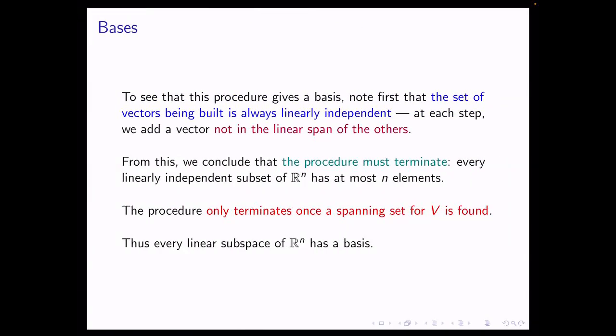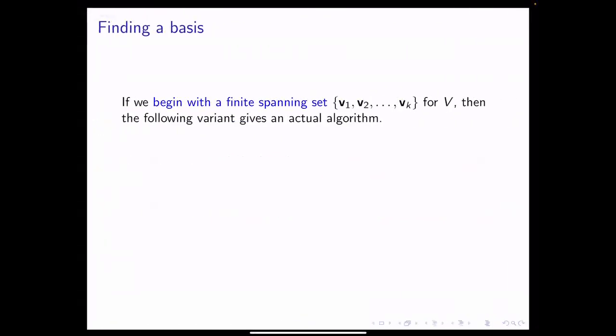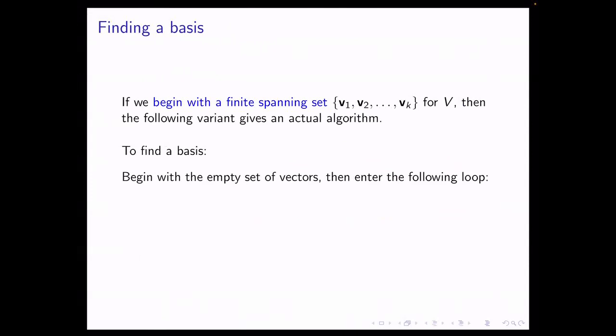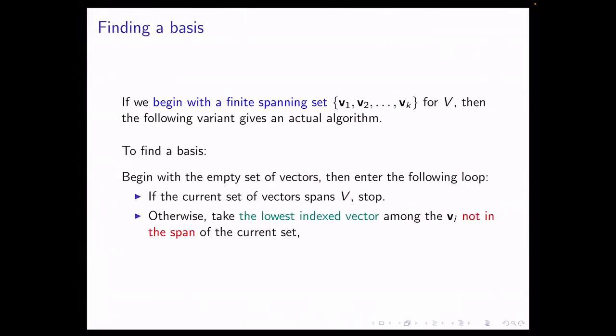Thus, every linear subspace of Rn has a basis. If we begin with a finite spanning set v1 through vk for V, then the following variant gives an actual algorithm to find the basis. Begin with an empty set of vectors and enter the following loop. If the current set spans V, then we're done. Otherwise, we take the lowest indexed vector among those vi not in the span of the current set, and add it to the set.